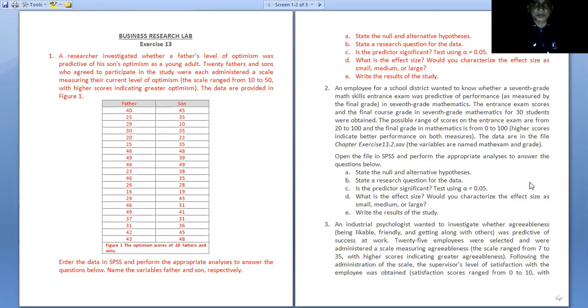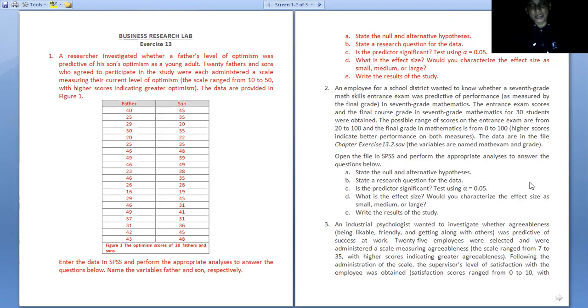For the null and alternate hypothesis, it's simple. The null hypothesis is beta equals 0. That is, father's optimism is unable to predict son's level of optimism. And the alternate hypothesis is beta is not equal to 0. Father's level of optimism is able to predict son's level of optimism. So that is our null and alternate hypothesis.